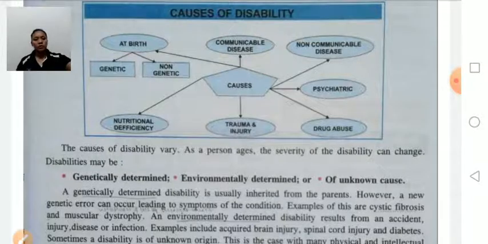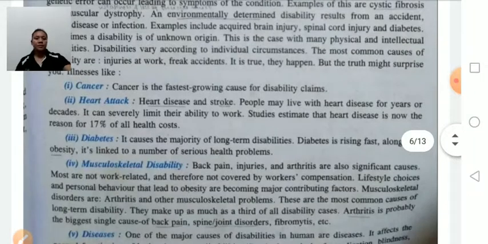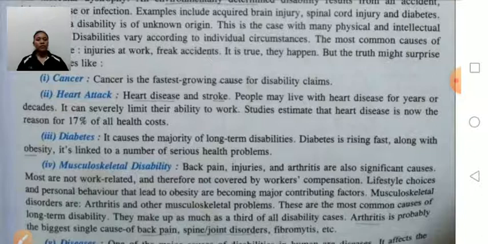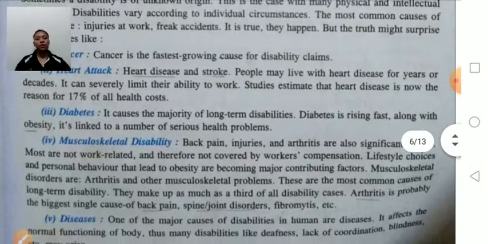And among the other causes of disability is cancer. Cancer is fast growing and may lead to disability, and once cancer happens, it can't be cured. Then heart attack, heart disease and stroke: people live with heart disease for years or decades, and it can severely limit their ability to work. Diabetes means sugar. It is a majority of long-term disability. Diabetes is rising fast along with obesity, and is linked with a number of serious health problems.